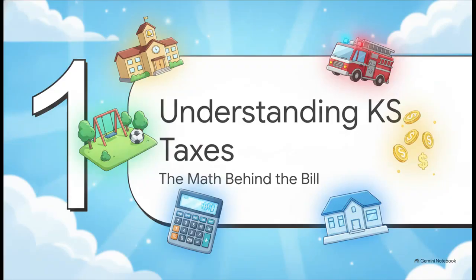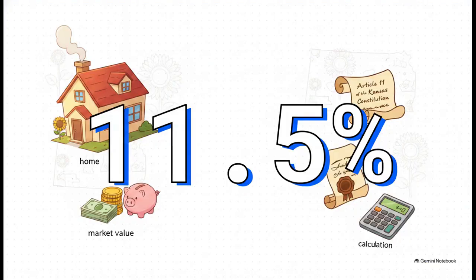Section 1. Understanding Kansas property taxes. The math behind the bill. All right, before we start pulling up any records, we really need to understand the Kansas ad valorem system. This is the whole funding engine for local schools, parks, emergency services, you name it, overseen by the Department of Revenue. Now, the really fascinating part here is that 11.5% residential assessment rate. Basically, in Kansas, you are not taxed on the full market value of your home. You're only taxed on a fraction of it. It's baked right into the state constitution.